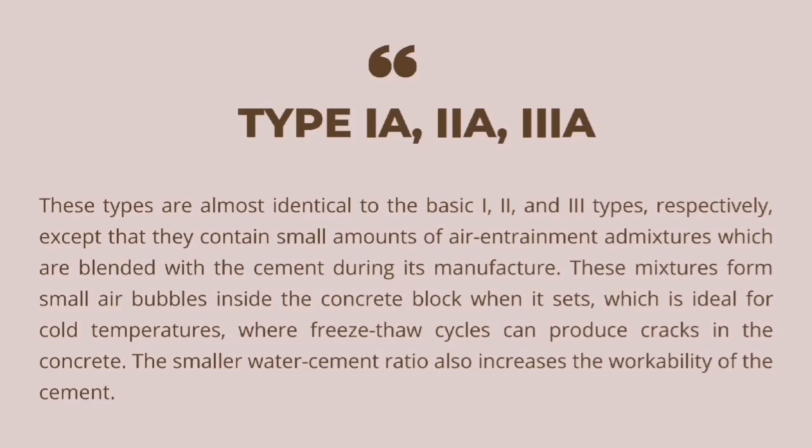So type 1A, 2A, and 3A. These types are almost identical to the basic type 1, 2, and 3, respectively, except that they contain small amounts of air entrainment admixtures which are blended with the cement during its manufacture. These admixtures form small air bubbles inside the concrete block when it sets, which is ideal for cold temperatures where freeze-thaw cycles can produce cracks in the concrete. The smaller water-cement ratio also increases the workability of the cement.